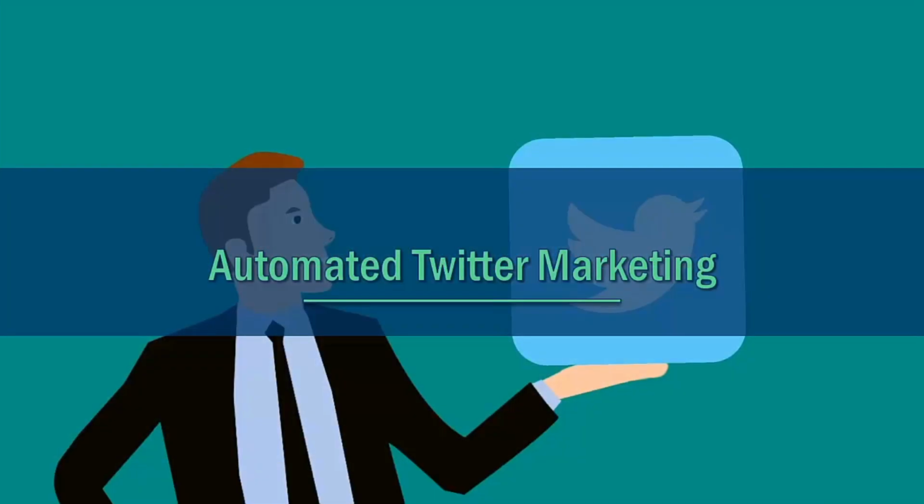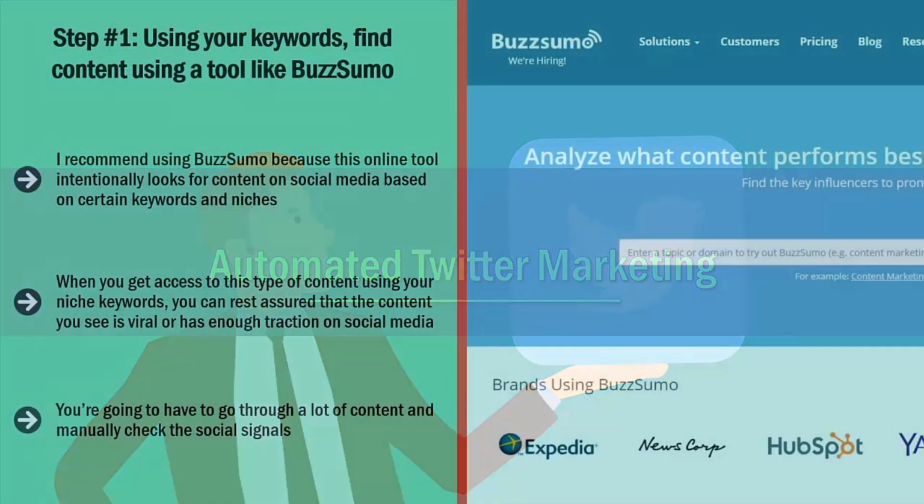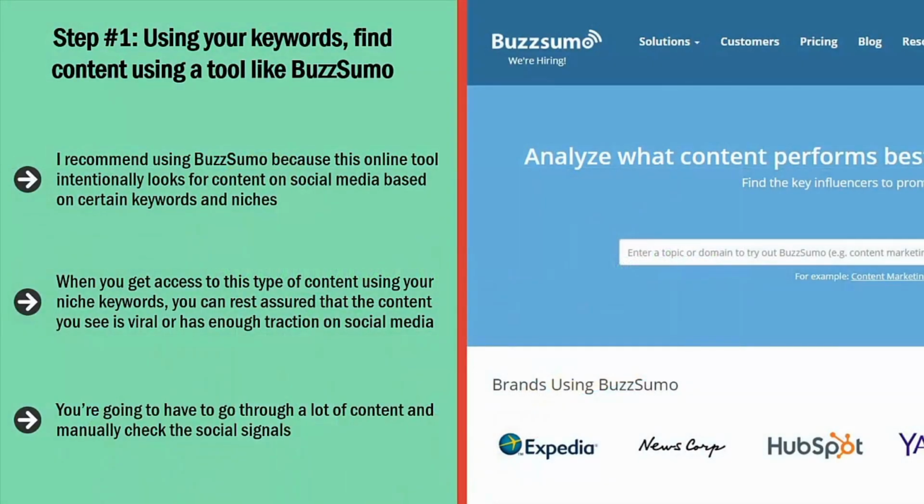Follow the step-by-step directions below to set up your own automated Twitter marketing campaign. Step number 1. Using your keywords, find content using a tool like BuzzSumo.